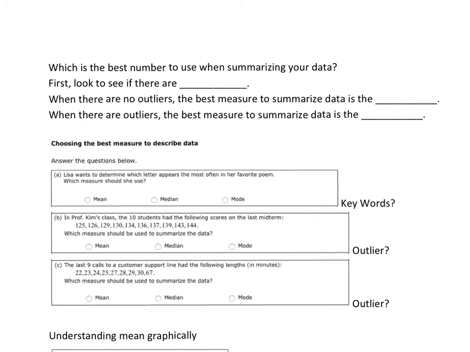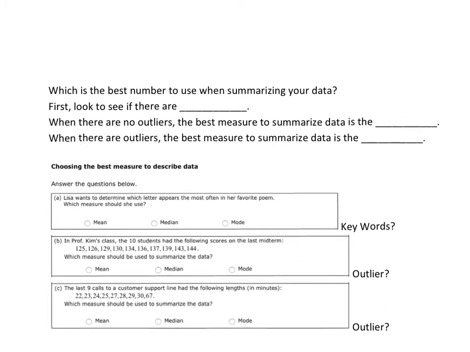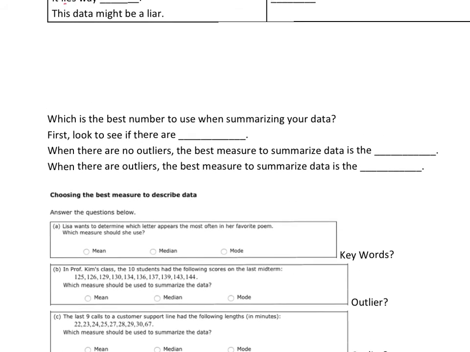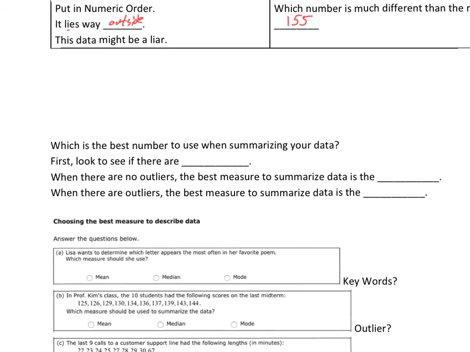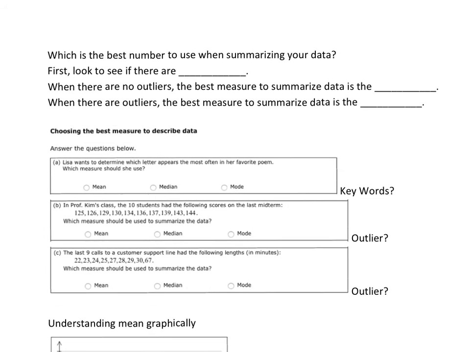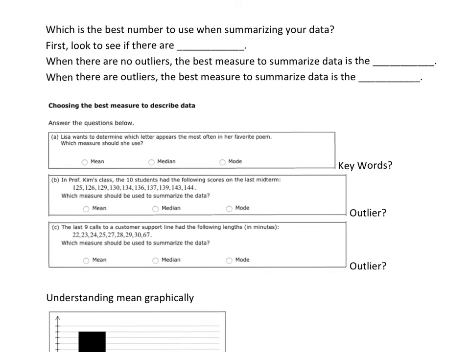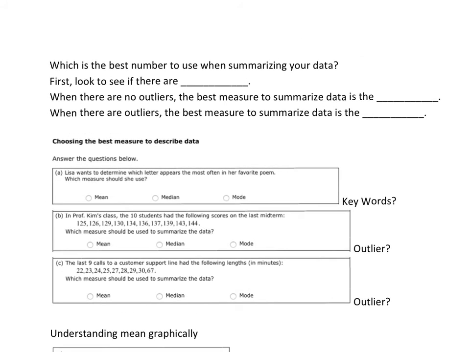Okay. So which is the best number to use when we summarize our data? If we have a data set and we're just looking at the numbers and saying, give me the typical score, give me the typical number, the average, not always the average, but what do most people, what's the tendency here? Okay, so first look to see if there are outliers. If there's an outlier, it could really skew your data when it comes to the mean, when it comes to the average. So when there are no outliers, the best measure to summarize data is going to be the mean, the average. Just add them up, divide them by how many there are.